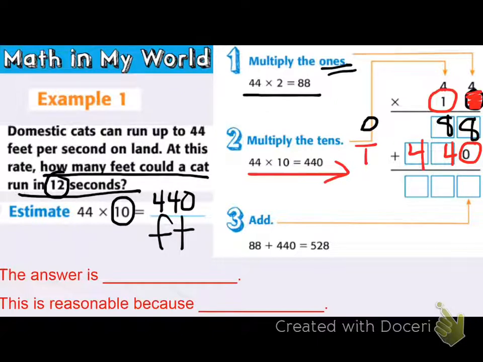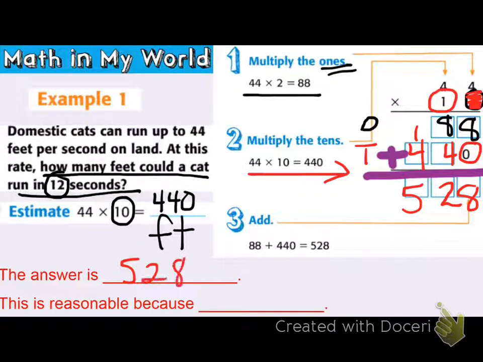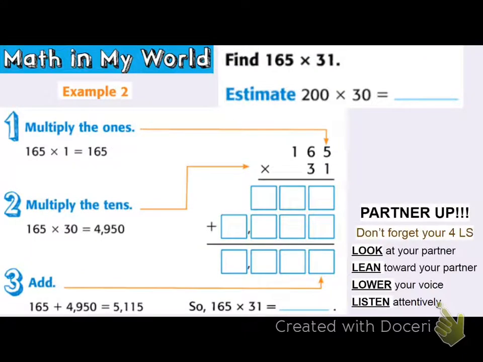And the next step, of course, is to add those values together. And I have 8 plus 0 is 8. 8 plus 4 is 12. 528. So the answer is 528 feet. How many feet can a cat run in 12 seconds? I believe it's 528 feet. And I think it's reasonable because it's pretty close to my estimation. I can move on.